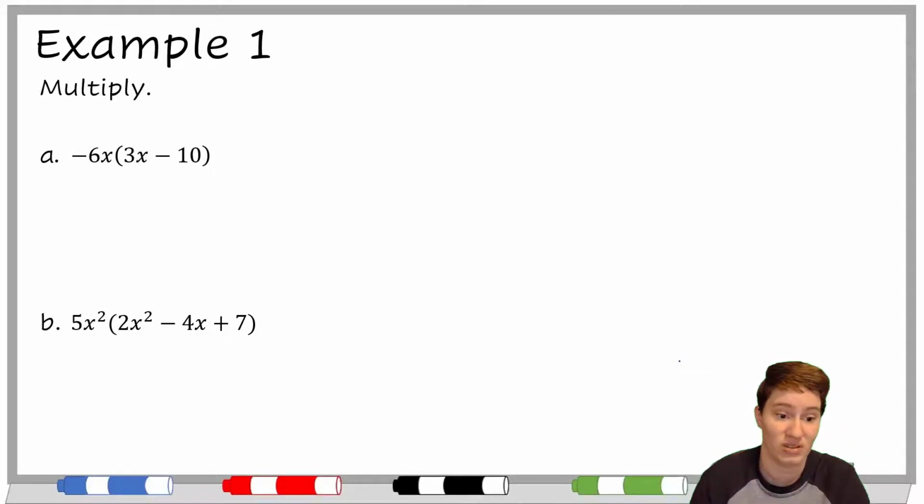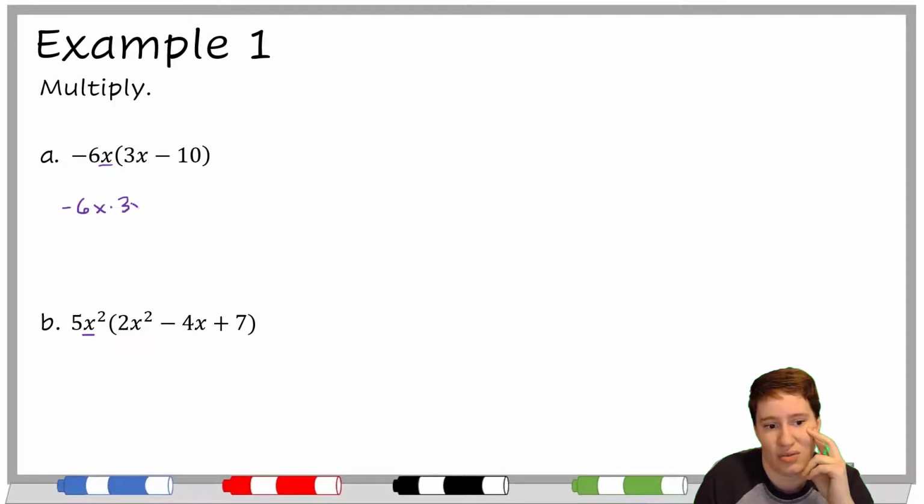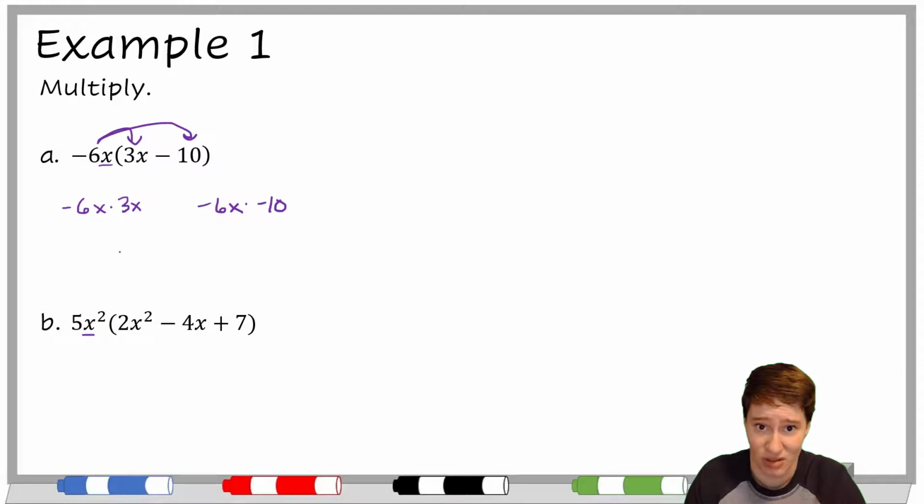So here, this is just doing the distributive property as we know it, except that we have x's on the outside. And so what we're adding is that now we know how to do negative 6x times 3x. What does that end up being? And then we're going to do negative 6x times negative 10. And what does that end up being? I'm just writing that out to make it really clear what multiplication is happening here. Chances are you don't need to write that out each time.